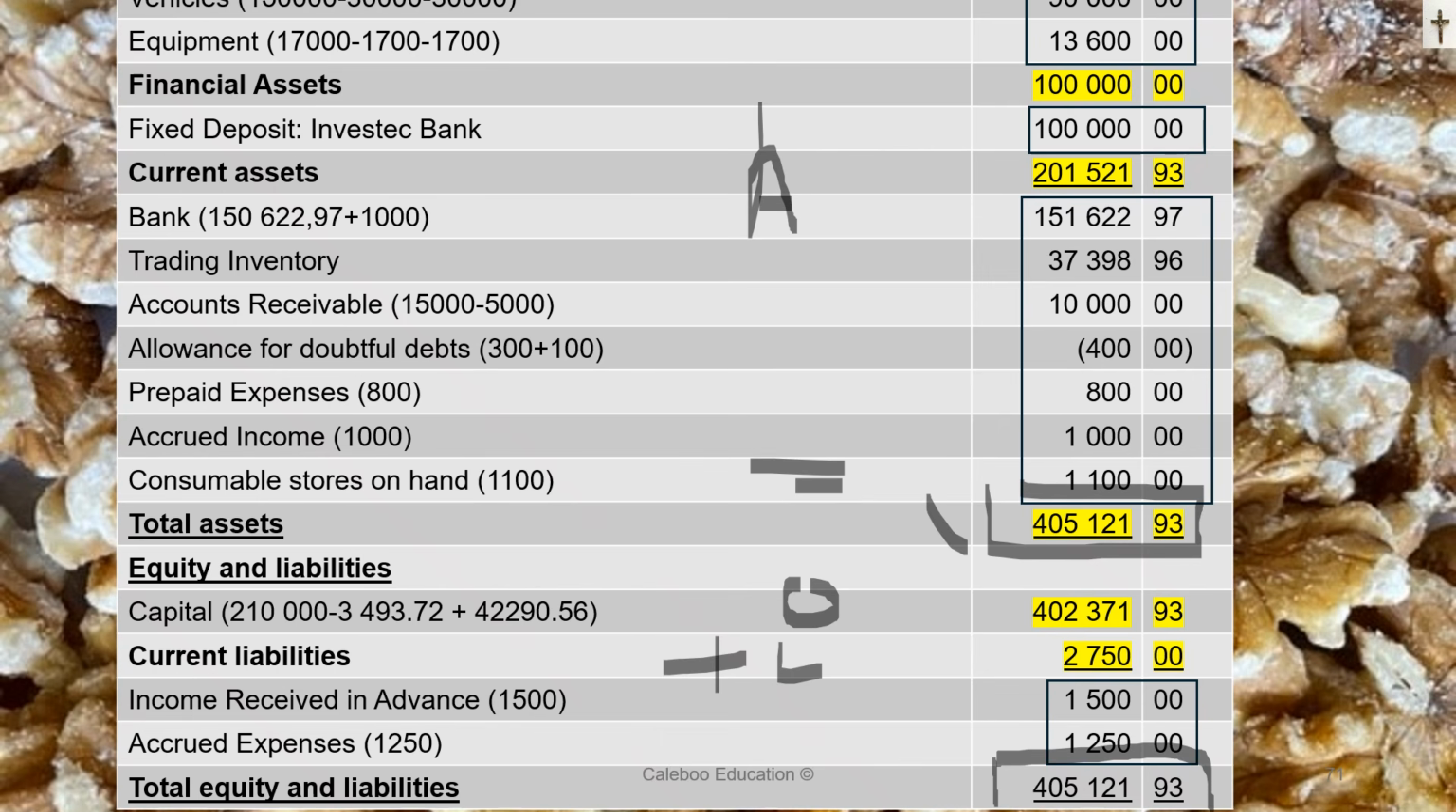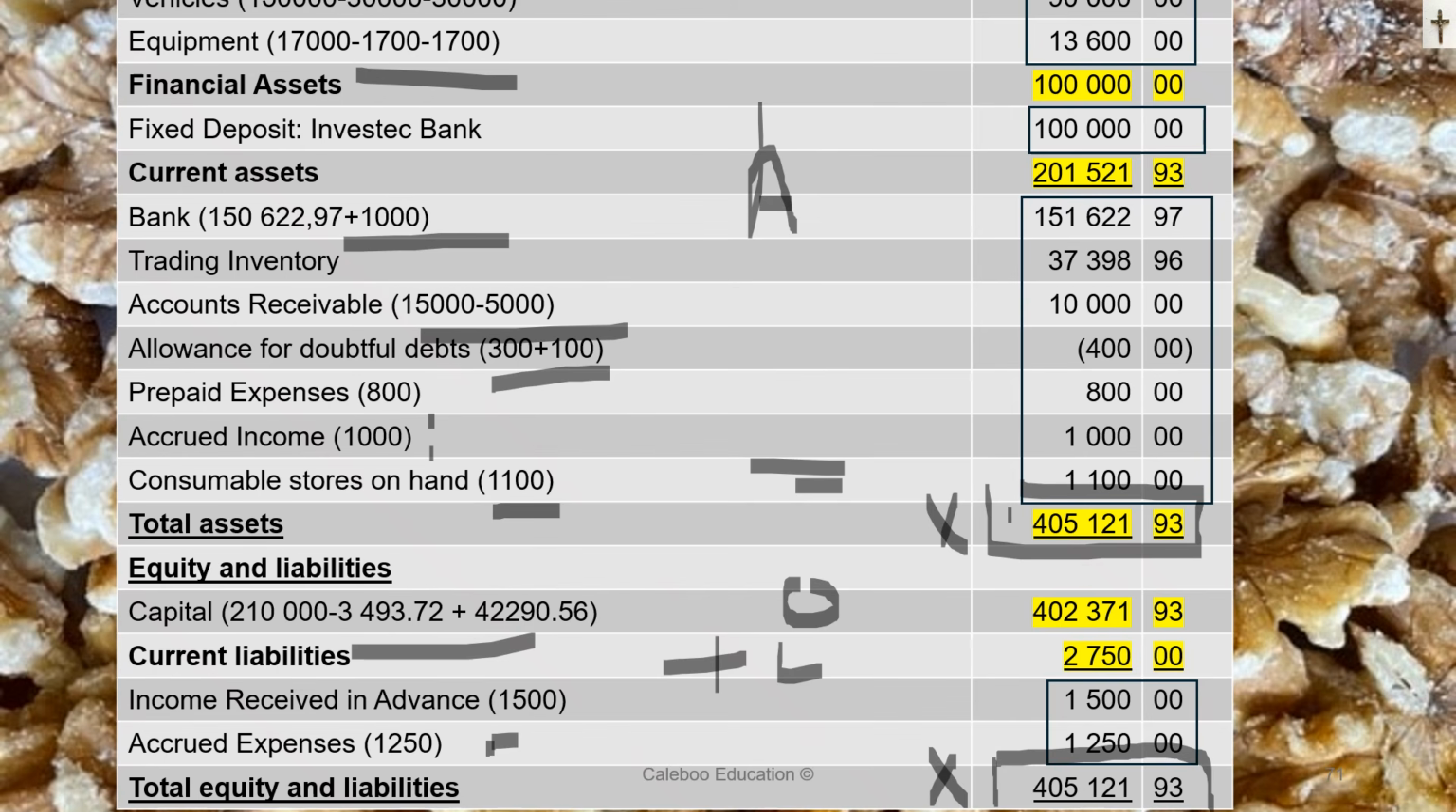Look at that. 405,121.93, 405,121.93. So from the adjustments now, you drew up these statements and look at all the marks. Got to show those. Okay. Then you can put the numbers in there. And this here balances.